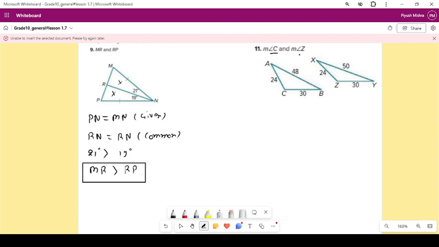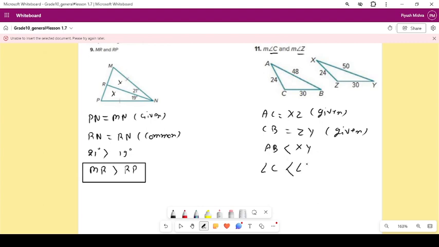Next question, I have to check which one is bigger, angle C or angle Z. Let's start here. Here you can see AC is equal to XZ, so I will be writing here given. Second thing, CB is equal to ZY, again it is given. And the third thing, you can see AB is less than XY. Because AB is less, angle C is going to be less than angle Z. So now I have got who is bigger and who is the smaller one.